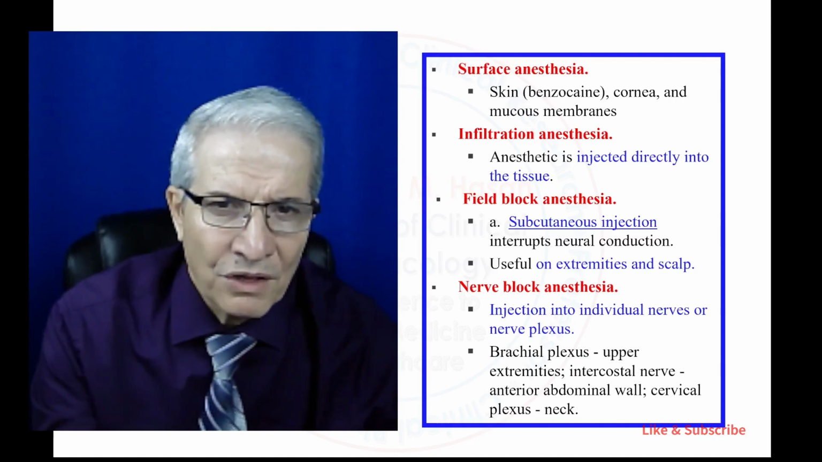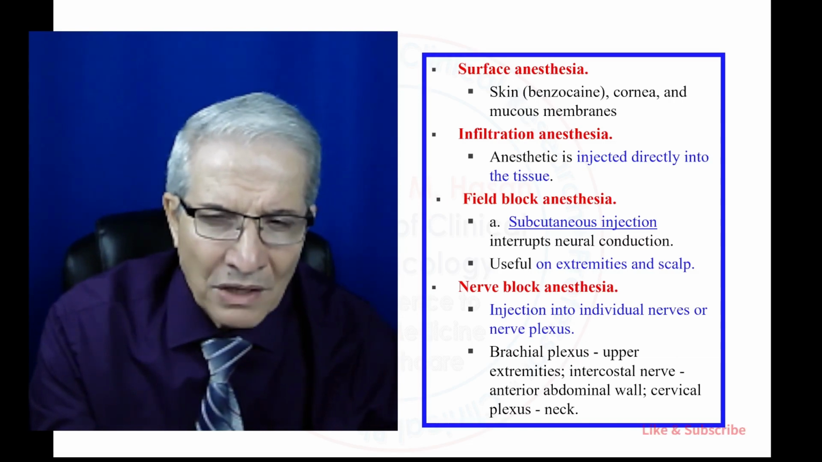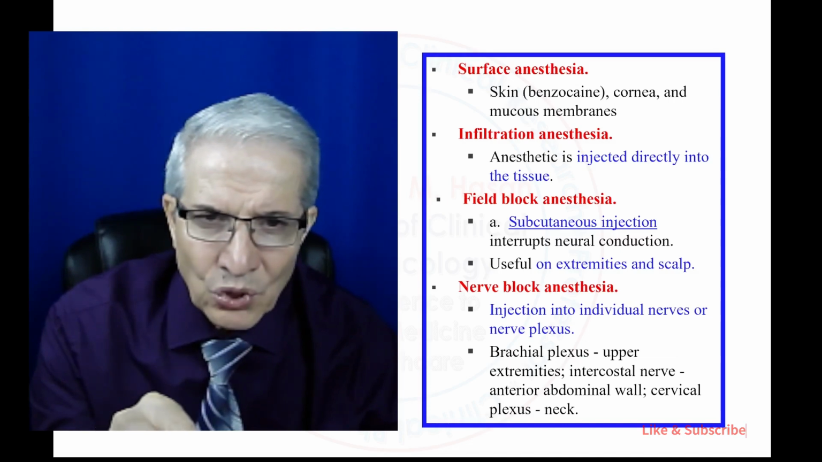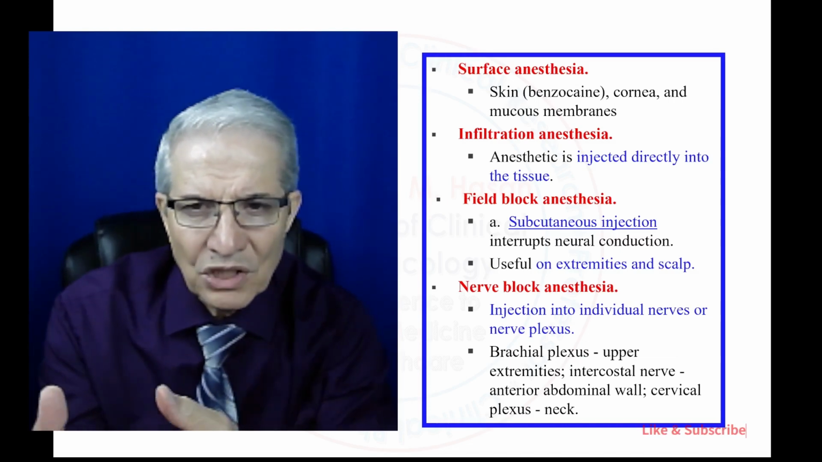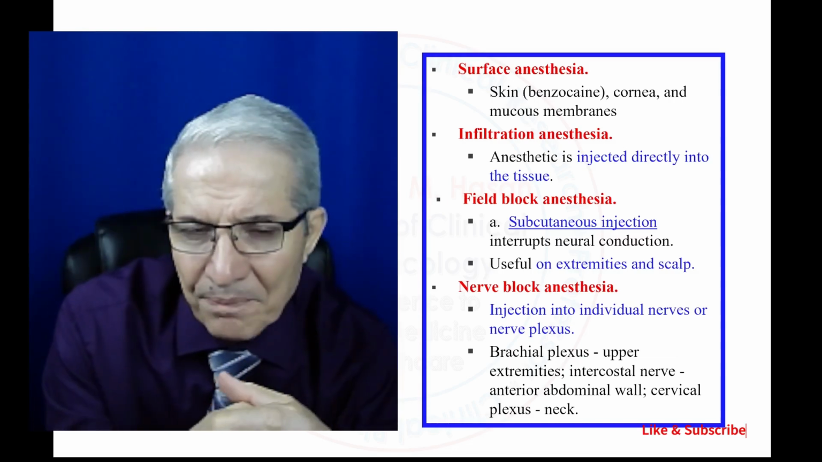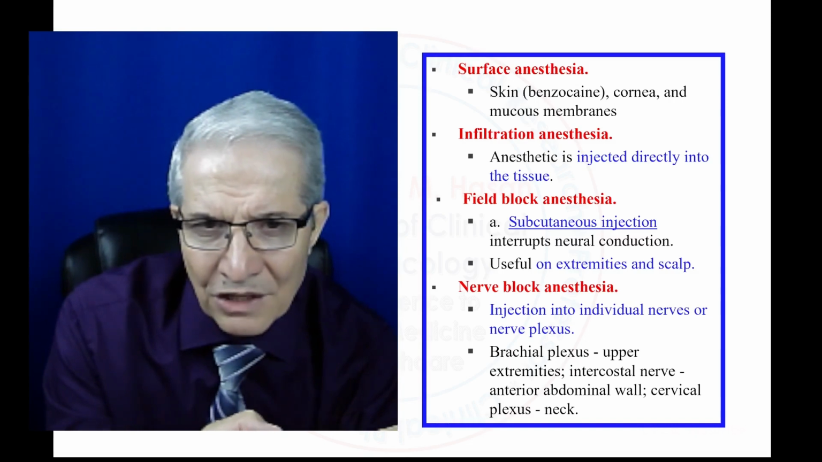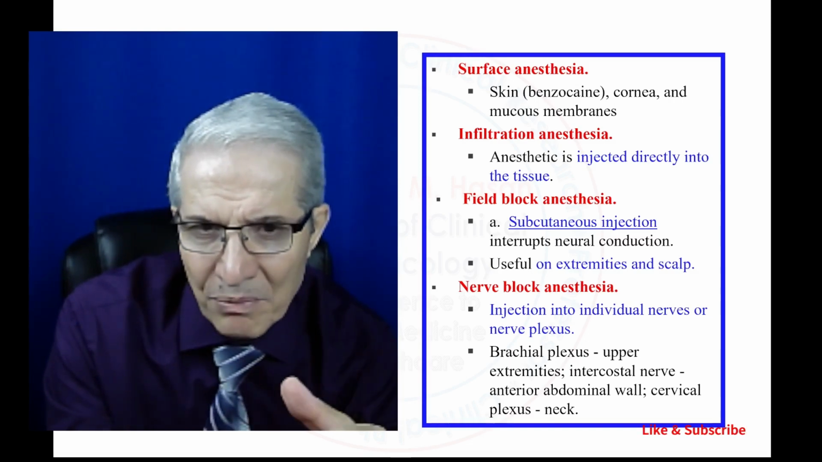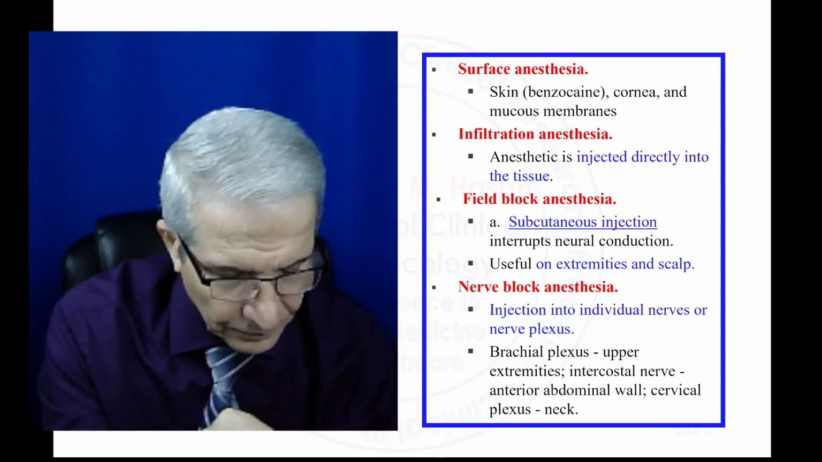Then we have field block anesthesia. Here we inject the local anesthetic subcutaneously, and this leads to interrupted neural conduction. We use it for the extremities, hands, and scalp, for example. Then we move to nerve block anesthesia. We inject it directly on the nerves or on a nerve plexus, for example the brachial plexus, for the upper extremity, and so on.